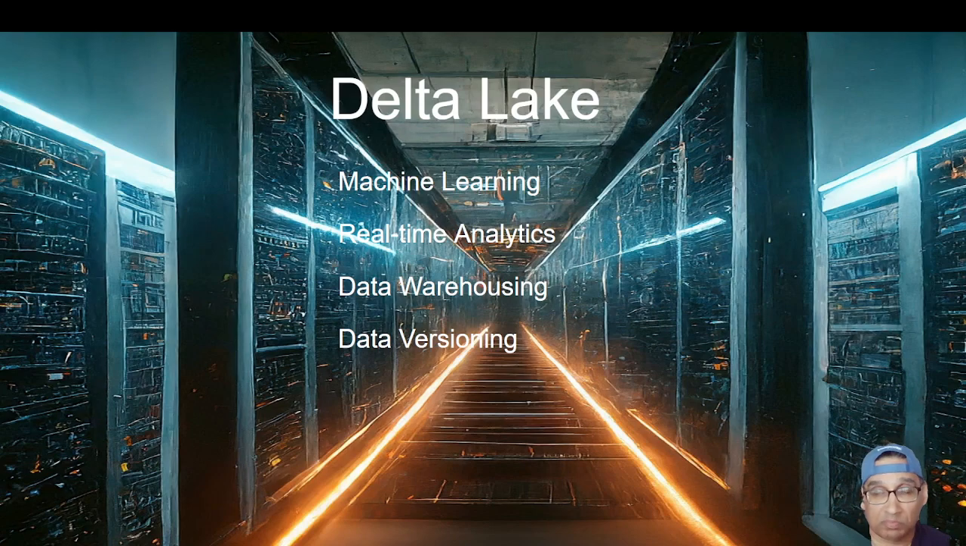And then there's data versioning. It tracks the changes to the data for rollback, so when you need to roll back to a previous version, that possibility is given. And then another use case for Delta Lake is batch processing, where you want to run large-scale data processing jobs efficiently on your Delta Lake tables.